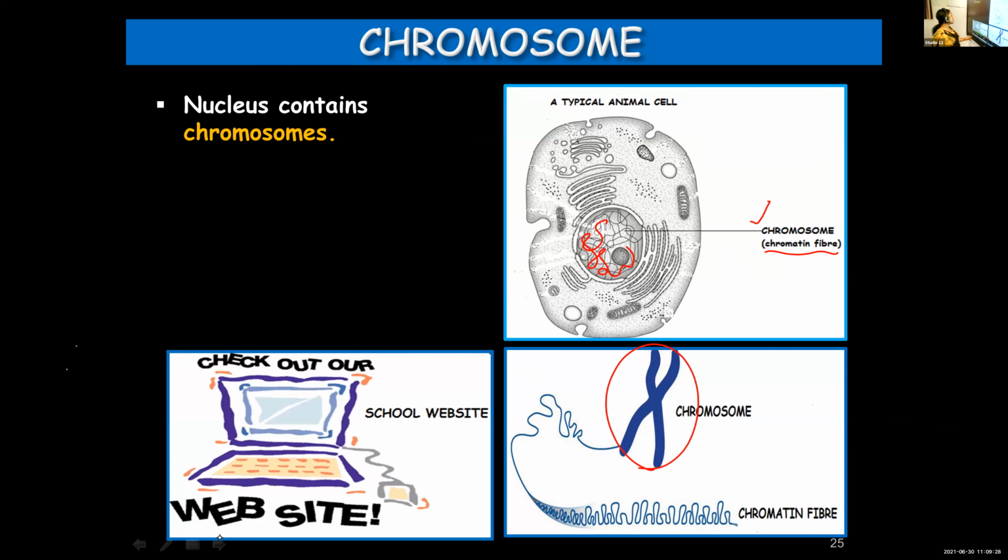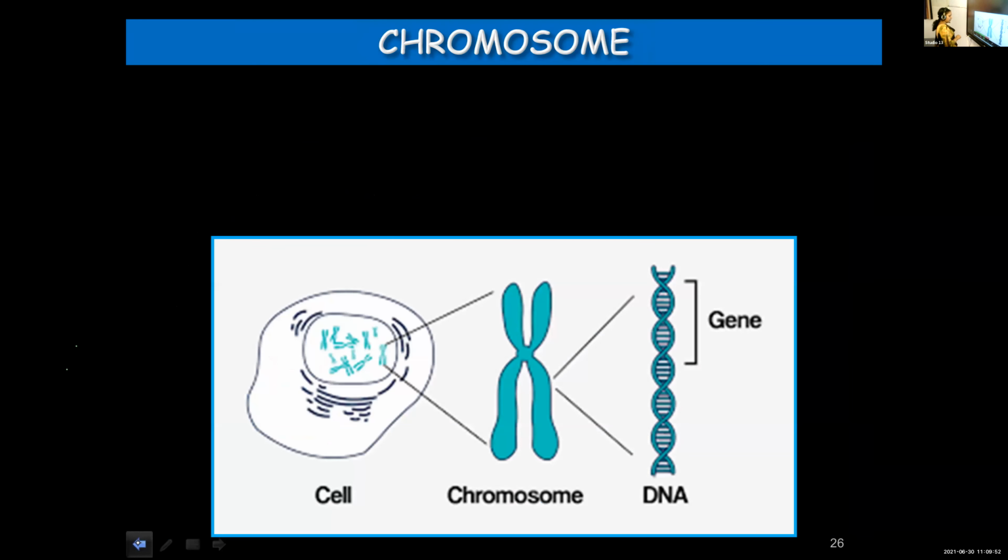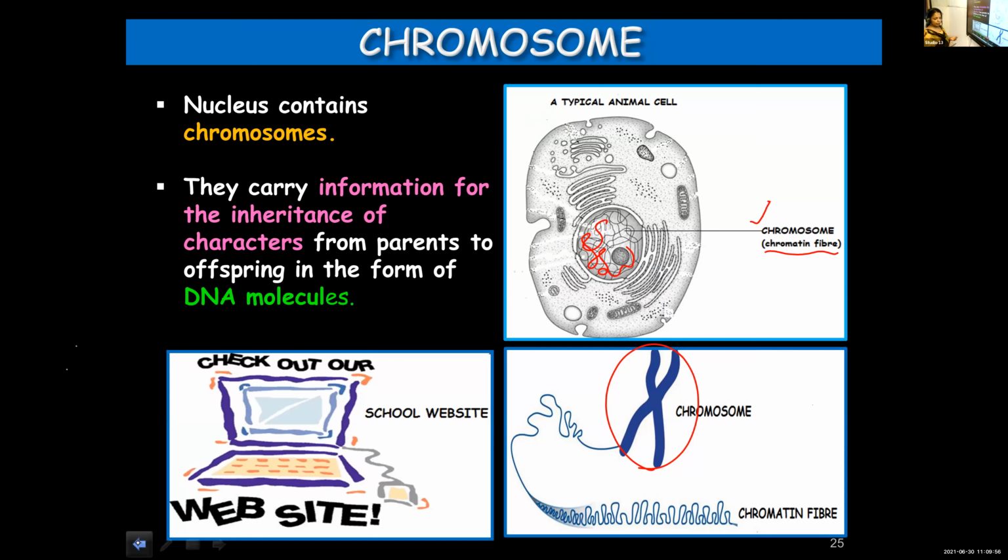Nucleus contains chromosomes. And what is the function of these chromosomes? They carry information for the inheritance of characters. From where to where? From parents to offspring in the form of certain molecules which you call DNA. So they will be carrying genetic information or information for the inheritance of characters. I've given it in pink color, note it down. They carry information for the inheritance of characters from parents to offspring in the form of DNA molecules. This information is stored in the form of DNA molecules.